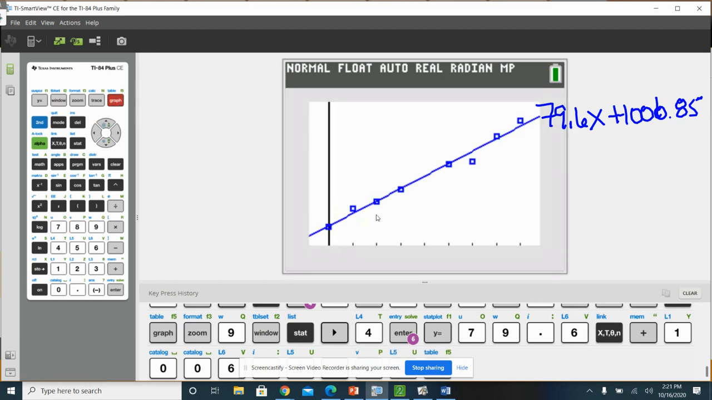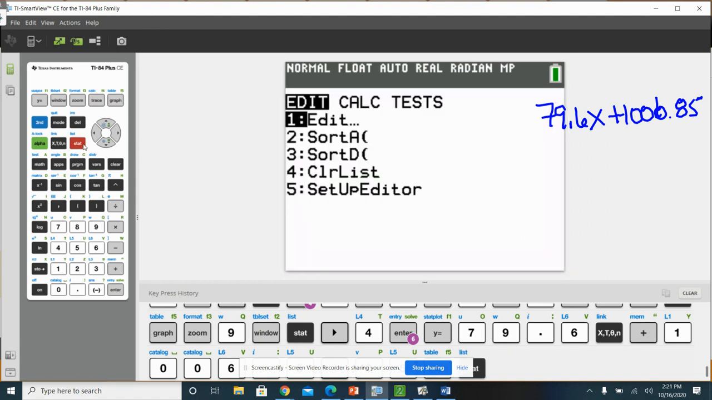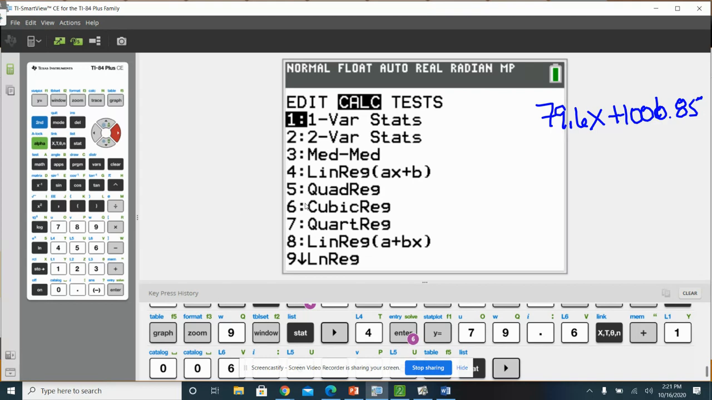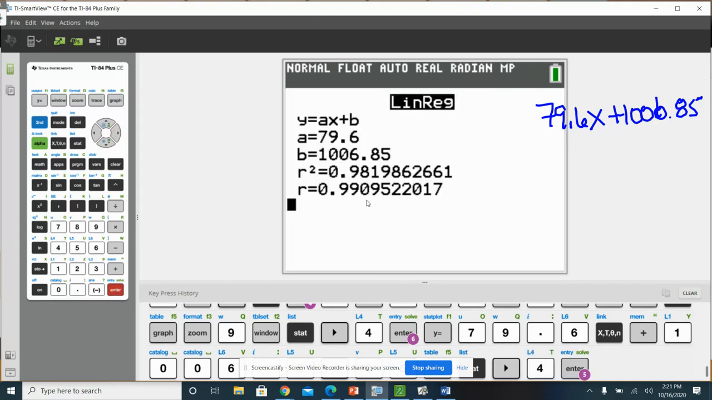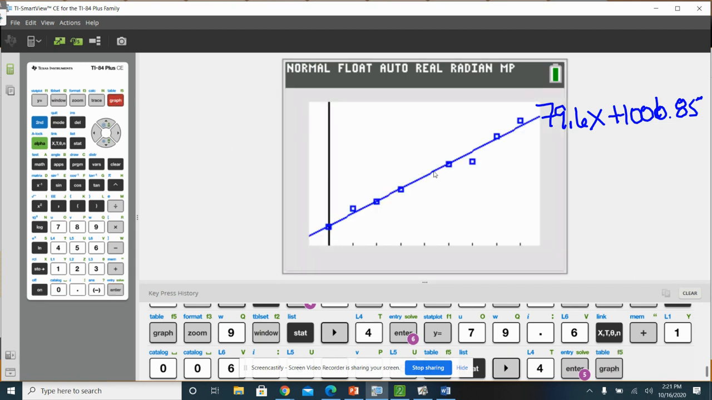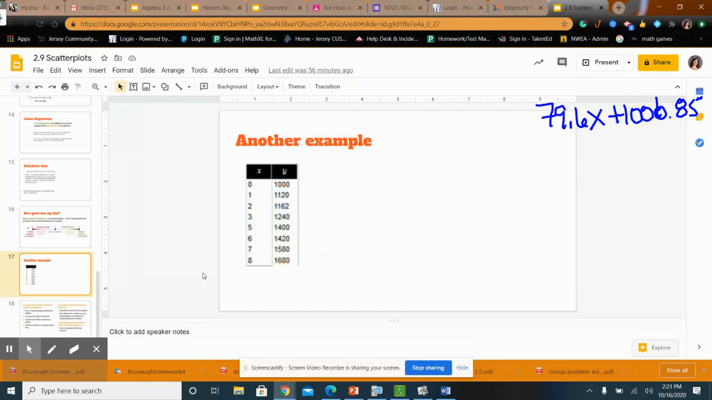Oh, this line is much better. Don't you think this line is much better? So let's go look at the R value on this one again. Stat, calculate, linear regression. What was the R value here? Yeah, 0.99. This is a pretty good line, and you can tell by looking at the graph that it is a pretty good line. This one's a little bit off, but everything else is pretty darn close to touching it. So that is a better positive correlated line with a higher R value.